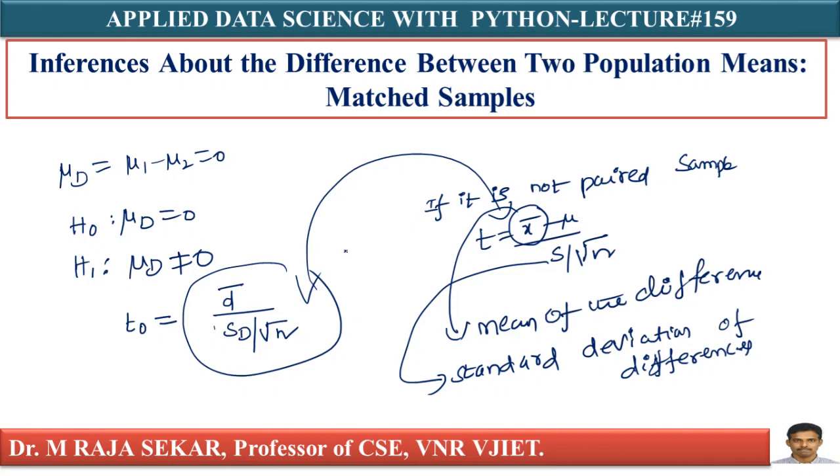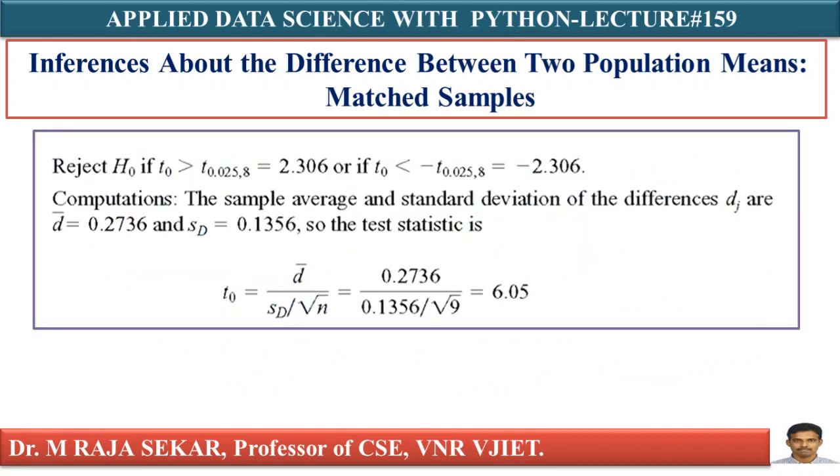When you look at the table, alpha by 2, what is my assumption here? Alpha is 0.05, alpha by 2 means 0.025. What is my sample size? Sample size is n minus 1, 9 minus 1, 8. This is my tabulated value. The table value is 2.306. How can I get the calculated value?